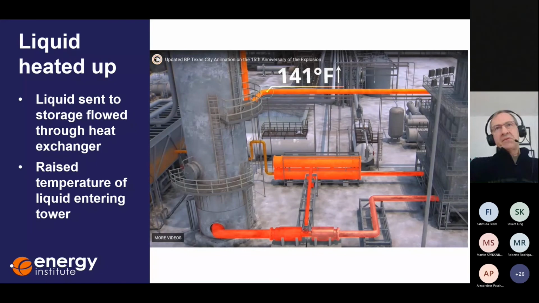So as you can see on the top pipe here, the temperature of the incoming liquid was raised to 141 Fahrenheit. So you now had hot liquid going into a tower which was already filled full of hot liquid, which obviously led to the content expanding and rising yet further.